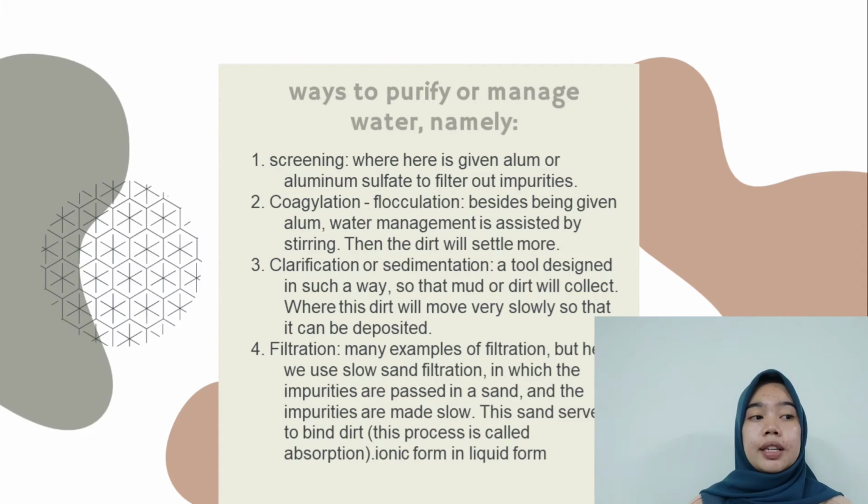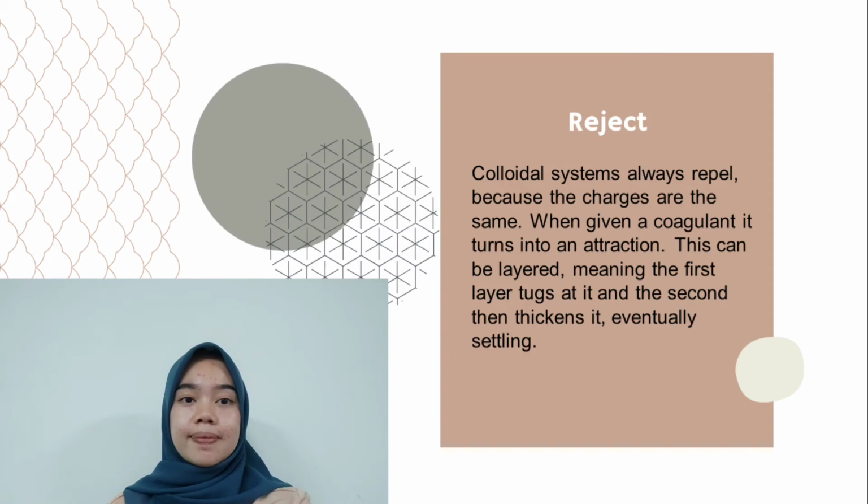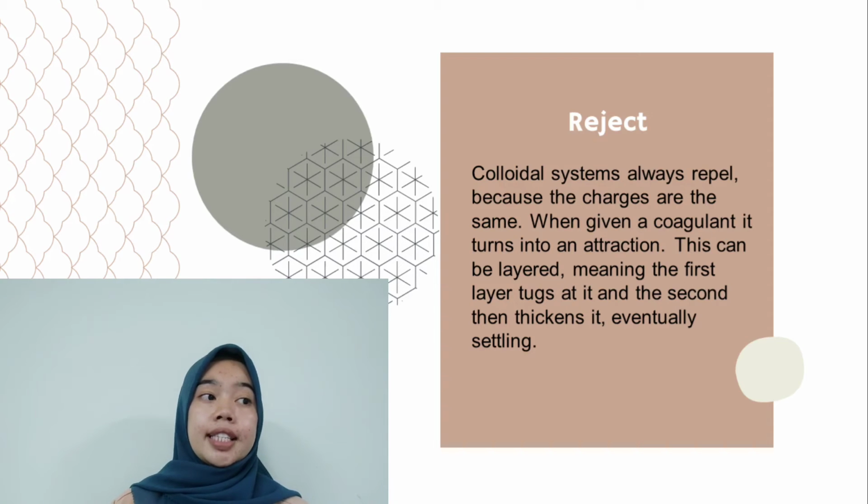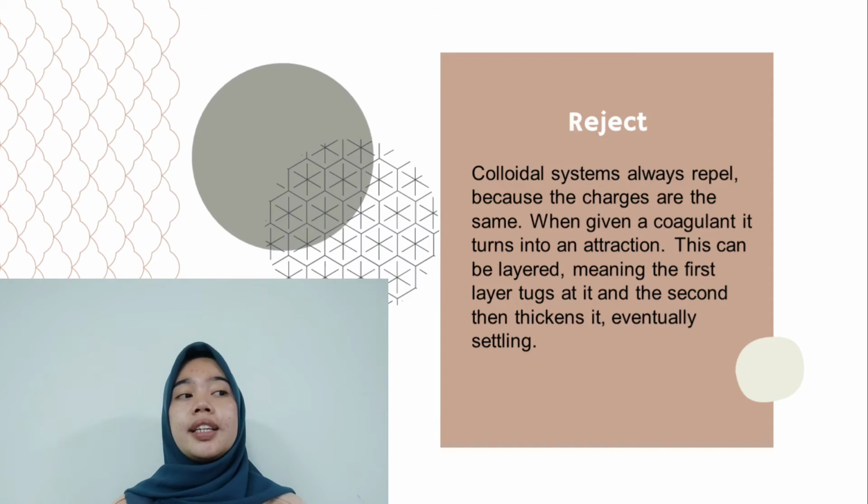The sand surface absorbs it. This process is called absorption, uniform in liquid form. The colloidal system always repels because the charges are the same. When given a coagulant, it turns into an attraction. This can be layered, meaning the first layer forms, and then the second thickens and eventually settles.